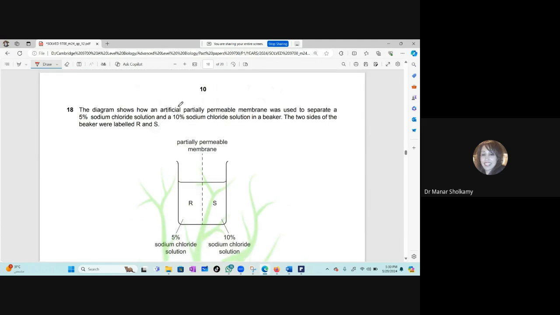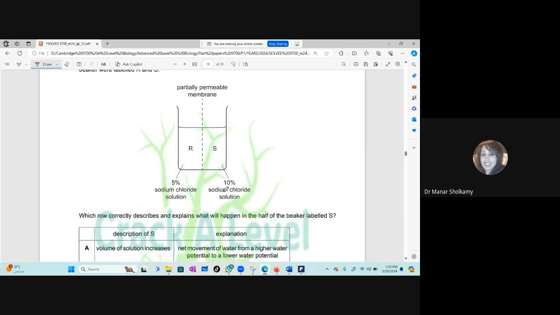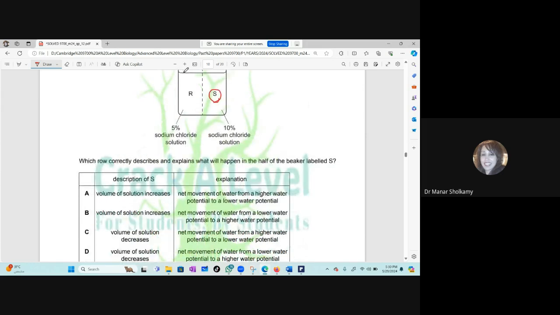The diagram shows how an artificially partially permeable membrane was used to separate a 5% sodium chloride solution and a 10% sodium chloride solution in a beaker. The two sides of the beaker were labeled R and S. So you have here a partially permeable membrane, and you have side R and side S. Side S is 10% sodium chloride solution. Side R is only 5% sodium chloride solution. Which row correctly describes and explains what will happen in the half of the beaker labeled S? So we want to know what will happen here.